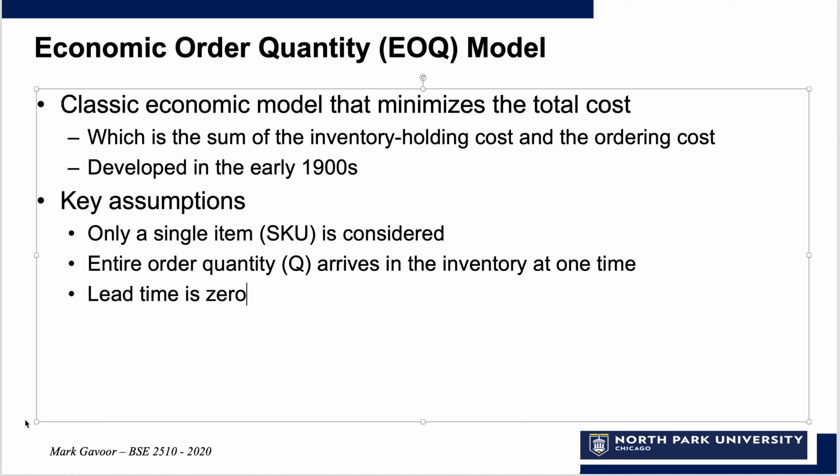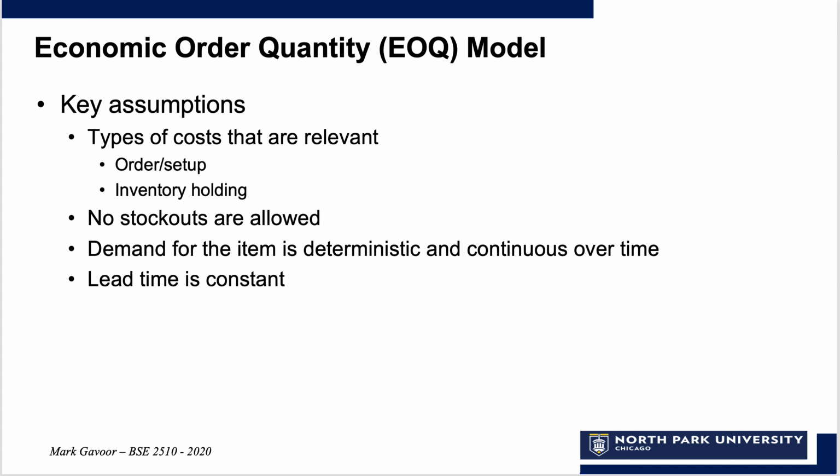So, given those assumptions, just like the crazy uncle problem, we had assumptions, you can get a good feel for how many times you're going to order, what size your order should be. Order setup and inventory are the only costs. No stockouts are allowed, so you don't have any back orders. Demand for an item is deterministic and continuous over time, so we know what our demand is for the year. We forecast it, we know. Who has that luxury? Most people don't. And lead time is constant, which is 0 in this case, in the base case.